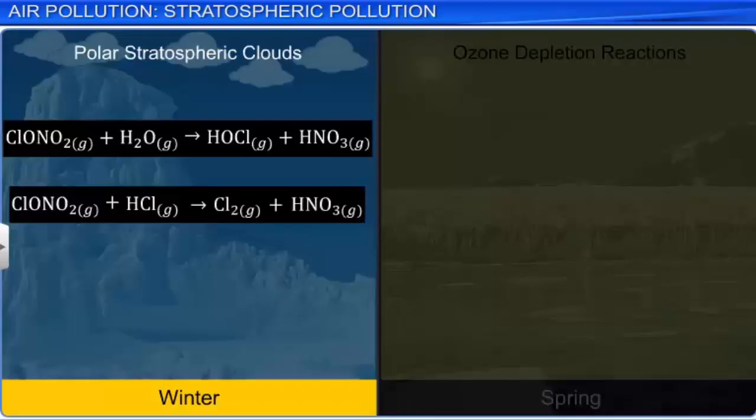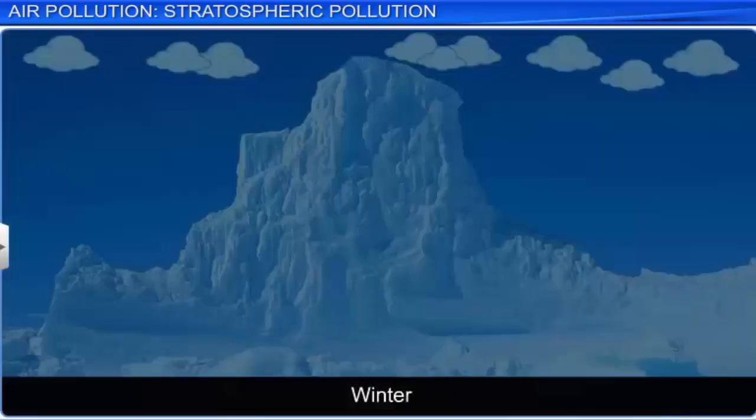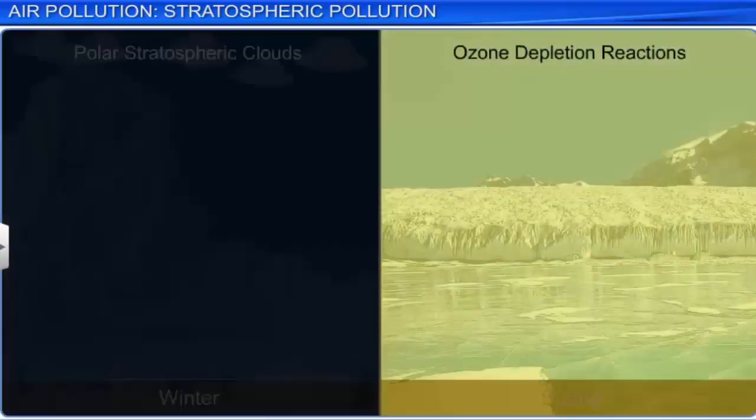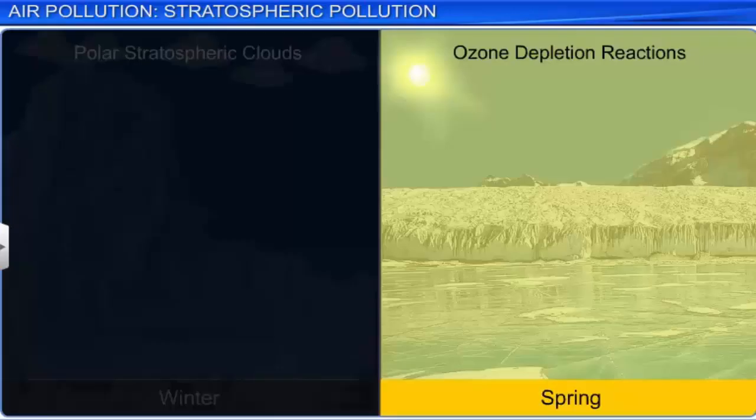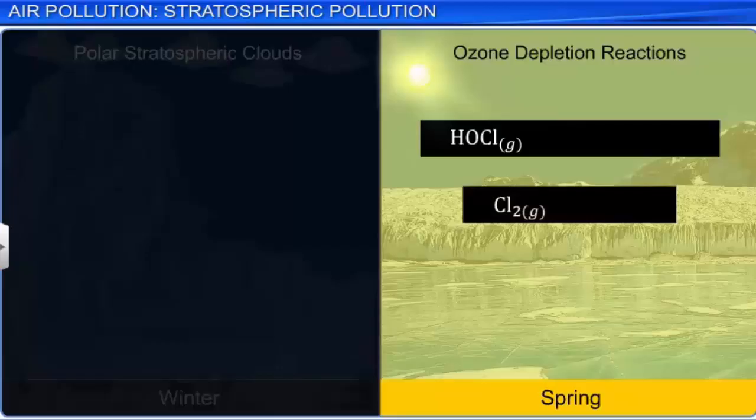And the chlorine-containing gases, along with nitric acid, form cloud particulates. Due to the lack of sunlight, these clouds remain chemically stable for almost 3 months without causing any harm to the ozone layer. However, during spring, in the presence of sunlight, the hypochlorous acid as well as chlorine molecules undergo further photolysis to form chlorine-free radicals. Thus, in spring, chlorine radicals which are constantly added initiate the chain reaction.